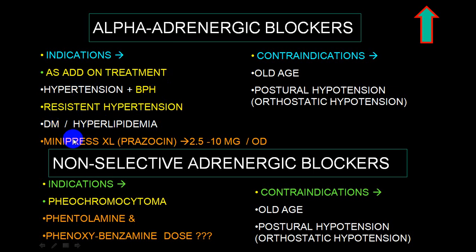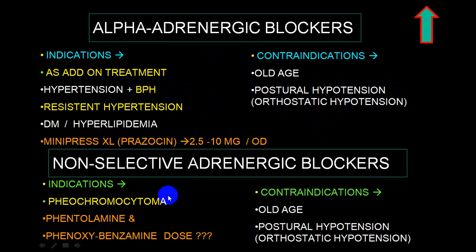hyperlipidemia. So Minipress is a drug of choice. Minipress is very beneficial in BPH. And if a person is having hypertension, it will be a drug of choice. But a major contraindication: BPH is very common in old age, and in old age it produces postural hypotension or orthostatic hypotension. So whenever you use it in BPH, do take care of postural hypotension.